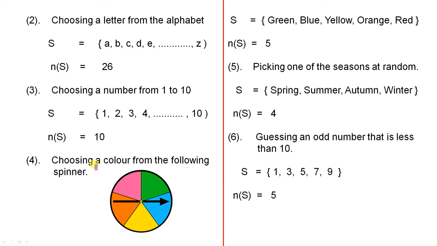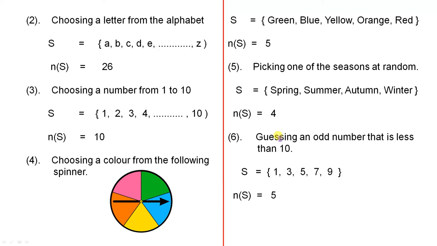Choosing a colour from the following spinner. So here's a spinner. This arrow spins around. You have 5 colours, and here they are. So that's the sample space. The number in the sample space is 5 because there are 5 colours. Picking one of the seasons at random. The sample space is spring, summer, autumn and winter. The number in the sample space is 4.